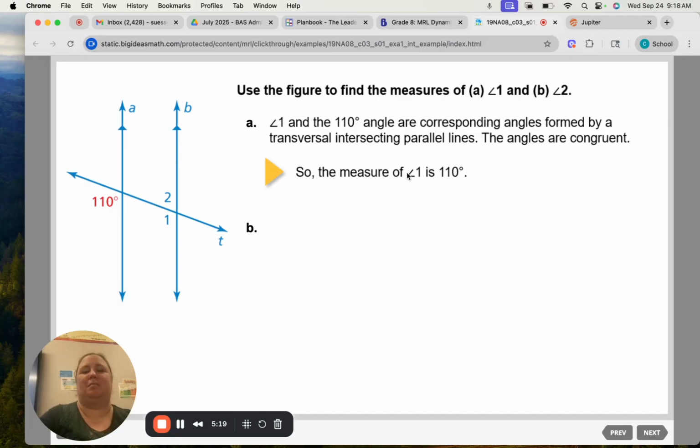They made you write this whole thing: measure of angle 1 is 110. Gross. There's a fast way to write it. Hold on. It's M. Don't write that whole sentence. Just say M, which means measure, of angle 1 equals 110 degrees. That's all I want to see. Don't write, the measure of angle 1 is 110. Way too long. Measure of angle 1 is 110 degrees. Everybody got that? Yes.